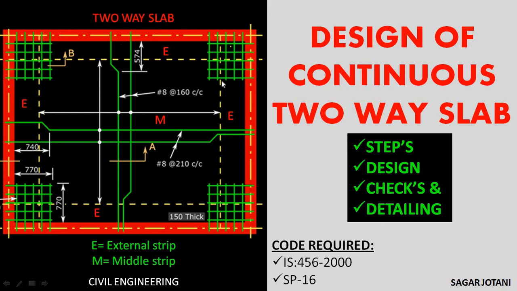Here the figure on the left hand side shows the plan of the two-way slab. The letter E written in red is the external strip, and the letter M written in red in the middle is the middle strip. The green mesh shown on all four corners is the torsion reinforcement, which is used to avoid lifting, which we will see in the further discussions. So let us move on.